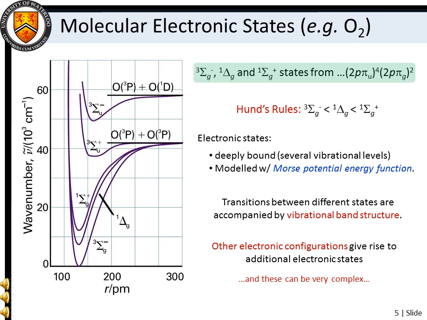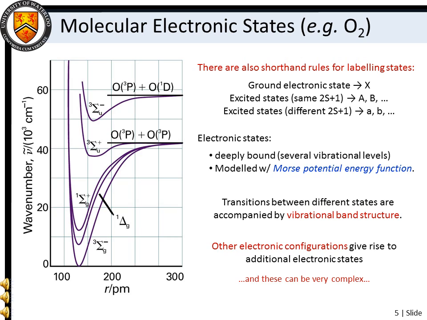Owing to the large number of possible molecular electronic states, some shorthand rules for state labels have been developed. The ground electronic state is referred to as the X state. Excited states with the same multiplicity as the ground electronic state are labeled with capitalized Roman letters that progress alphabetically as energy increases. Excited states with multiplicities differing from that of the ground state are labeled with lowercase Roman letters that progress alphabetically as energy increases.